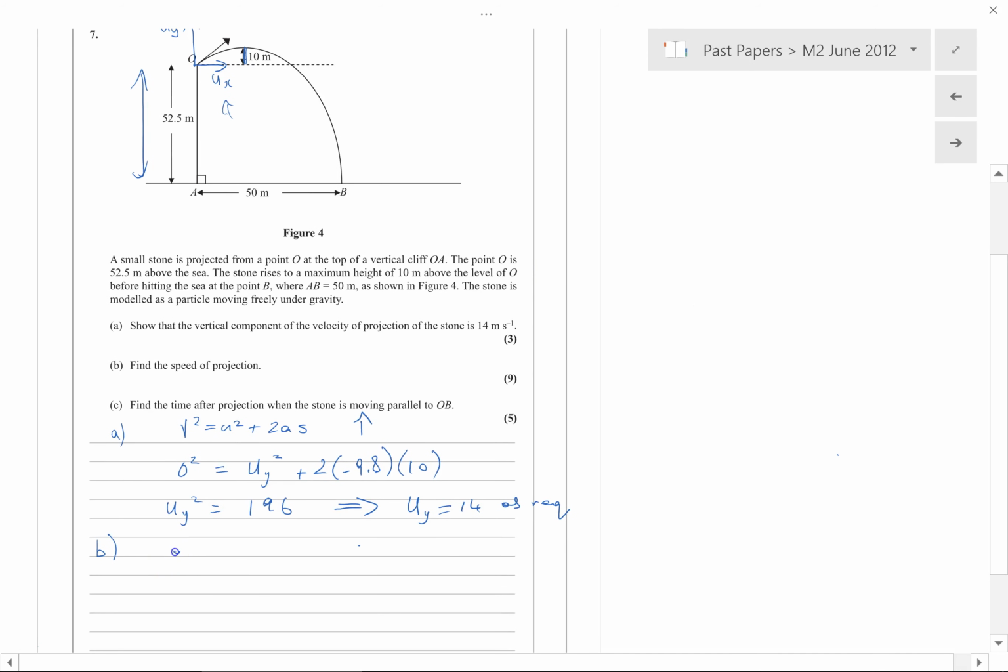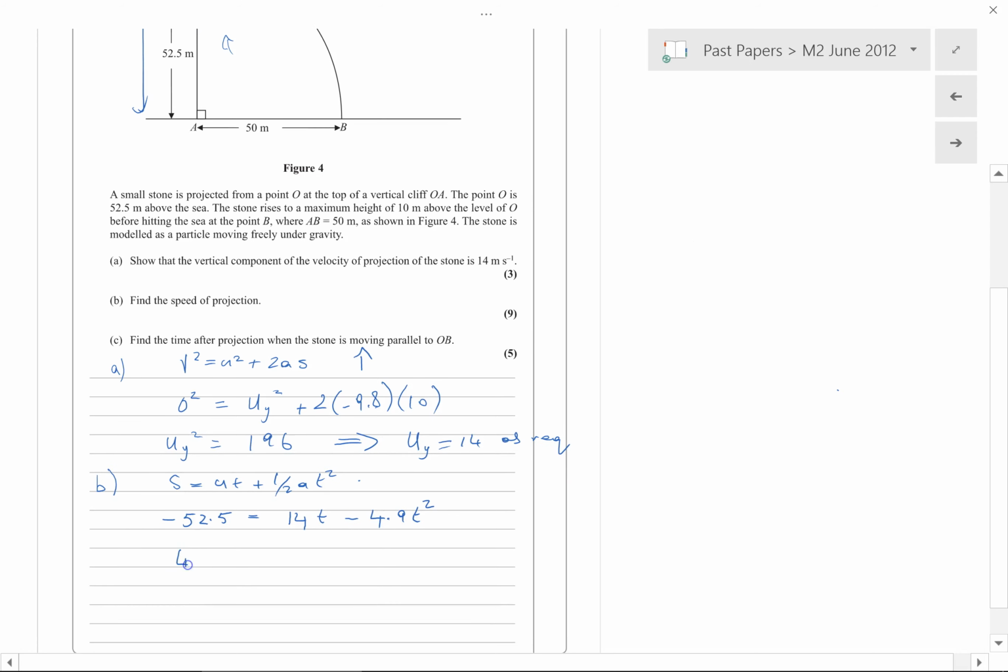If I apply s equals ut plus half at squared, that gives me minus, don't forget the minus because it's below, 52.5 is equal to u, which is 14t, minus 4.9 t squared.